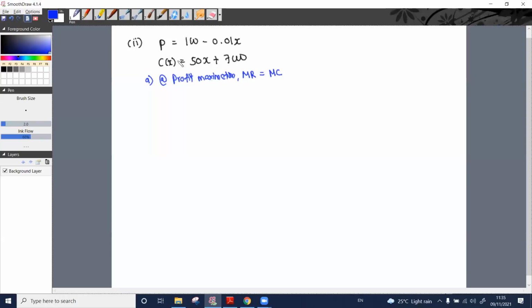Here we have the cost function. By differentiating this cost function, we can take the marginal cost, but we have not been given any revenue function. Instead, we have been given a demand function. So how can we convert this demand function into a total revenue function?